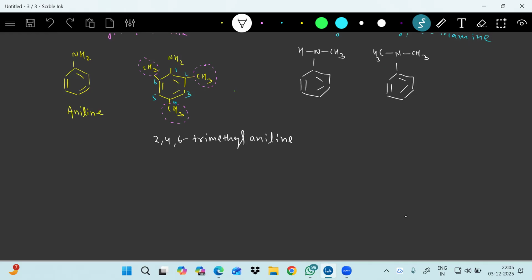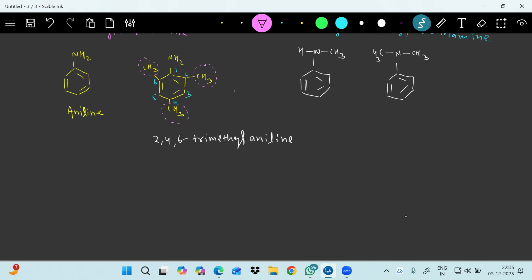It's a toluene, but see that it's not toluene. If the NH2 group is attached, the functional group is NH2. So the property depends on NH2, so the entire compound will be aniline. The CH3 will be the substituent because of priority. So 2,4,6 trimethyl aniline. Okay.